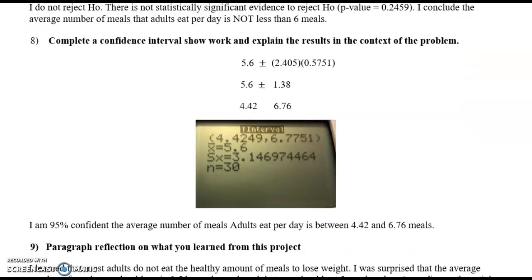And this is our confidence interval. Here is also a picture at the bottom. We're going to add and subtract. So it is 5.6 plus or minus the multiplication of the 2.045 multiplied by 0.571. So the result of those two numbers is 1.38. So we're going to plus or minus. On the minus side, it would be 4.42, and on the addition side, it'd be 6.76. So I am 95% confident the average number of meals adults eat per day is between 4.42 and 6.76 meals.